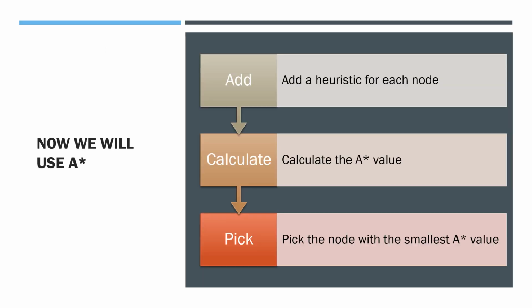Now we're going to do the same activity using A-star. That involves these stages. We'll add a heuristic to each node. As we work through the table, we'll calculate the A-star value by adding the heuristic, and then we'll use the A-star value only at the point when we pick the next node, and we'll always pick the node with the smallest A-star value.